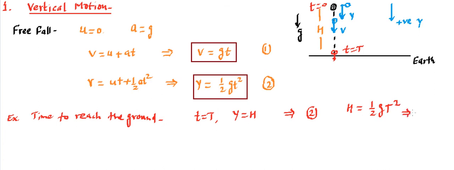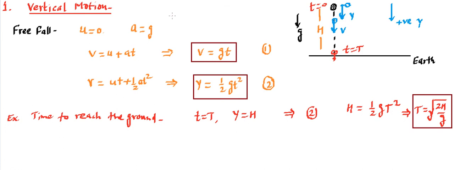So from here you will get the expression for t. What is that t going to come out as? T is coming as under root twice h by g. Now that becomes your formula. So whenever any object is falling freely from a certain height, to find how long it will take to hit the ground, you can use this formula directly. That's square root of 2h by g.